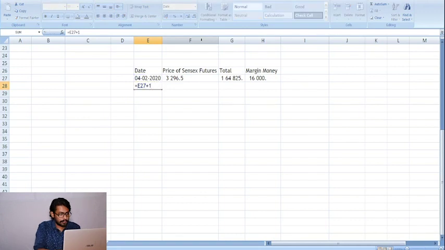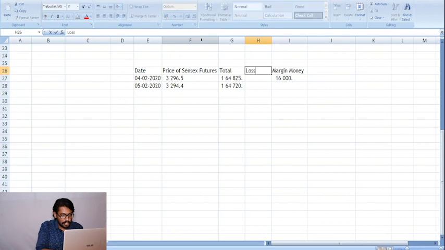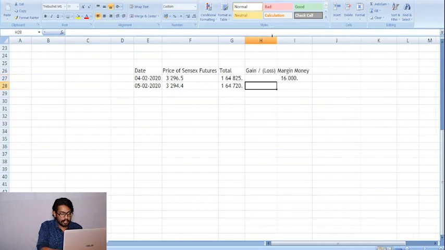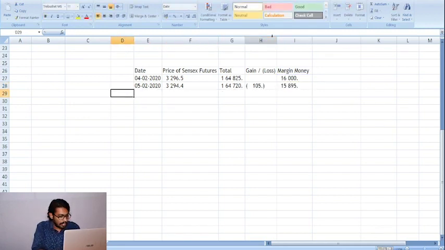Now on 5-2, Sensex is at 3294.4. Okay, so the total comes to 1,64,720. Now, loss or gain? I'll write gain, or loss will be in bracket. Gain or loss. I have lost 105 rupees, so the margin money will be 16,000 minus 105, 16,895.